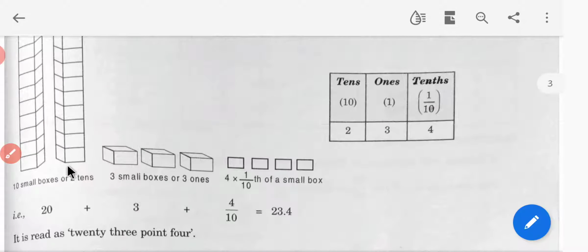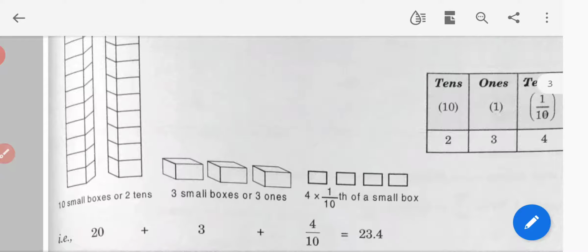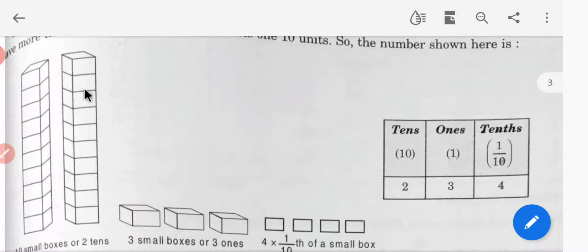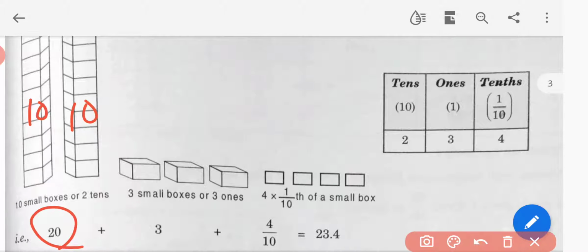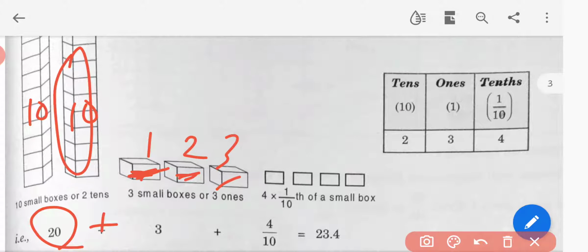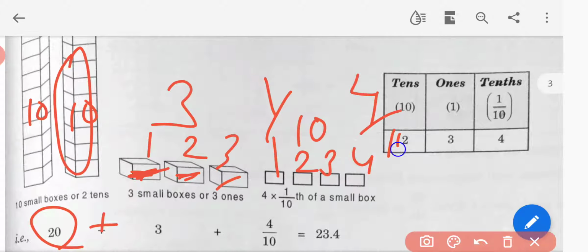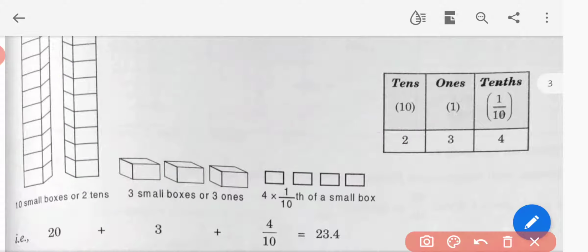The same, second example: here 10 small boxes, or 2 tens. How many boxes are given, total 10. So here 10 plus 10 is 20, plus how many boxes, 1 2 3, only 1 is given here. Here how many are given, 10, but in place of 10 only 1. So 1 plus 1 plus 1 means total 3. And here the value of one box is 1/10. So how many boxes are there, 1 2 3 4, it means 4/10. So using this you have to write in this box.